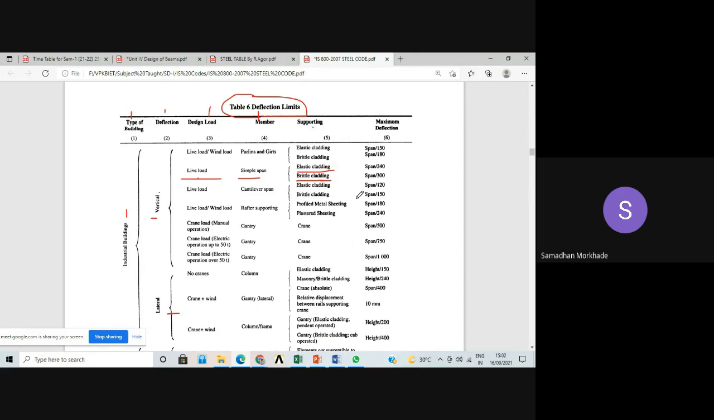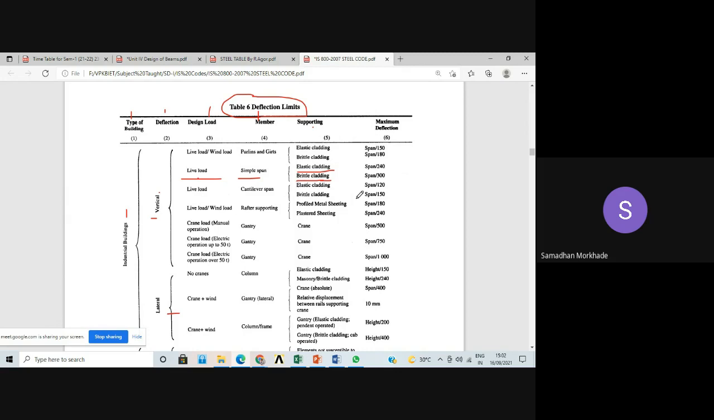This table is given for the design of steel structures. Normally steel structures are industrial buildings. In an industrial building, the supporting system is GI sheets and AC sheets. You see the sheets on top of a truss; they are called GI sheets, galvanized iron, or AC sheets.